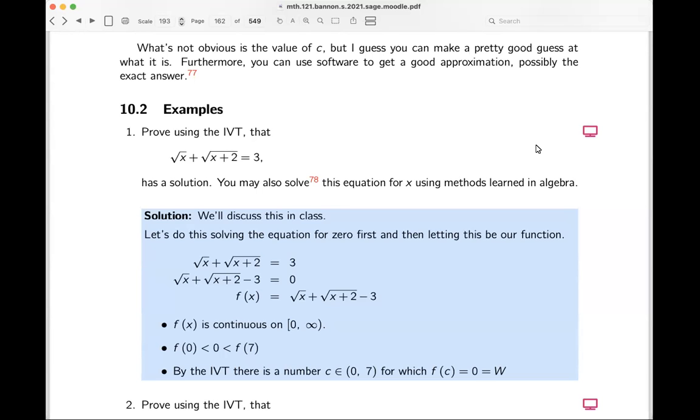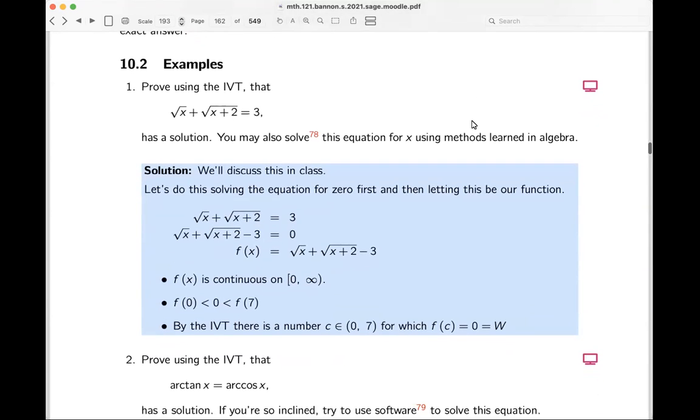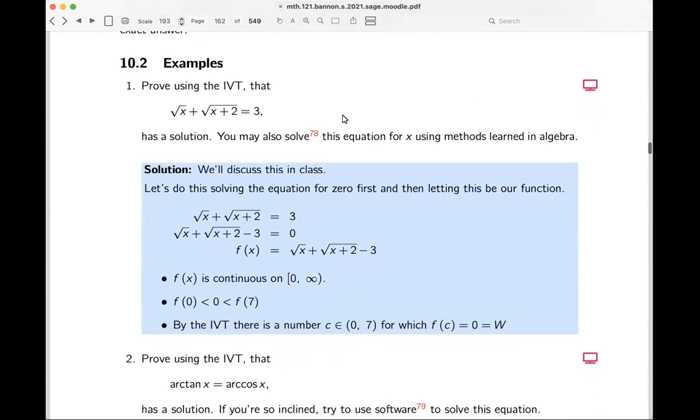Okay, we're in section 10.2. We just completed the lecture. We're going to do the examples over here. As I do the examples, I want to point out what happens to a lot of students on exams.